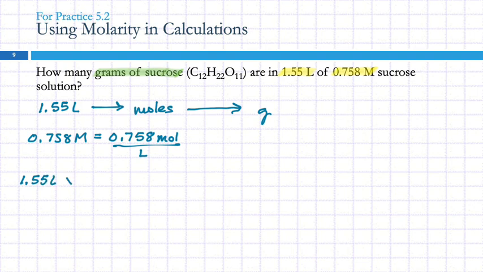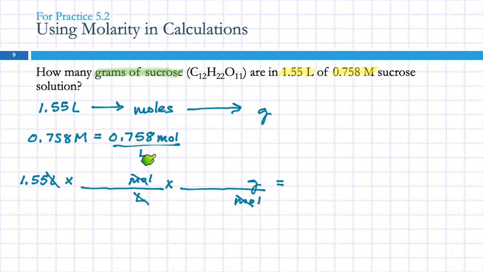1.55 liters times, in a line, times, in a line: liters to moles to grams. I'm going to put liter down here, so those cancel out. I'm going to put moles down here, so those cancel out. So here I have this relationship, right? It's this many moles per liter, per 1 liter. So the number goes with moles: 0.758 moles per 1 liter.